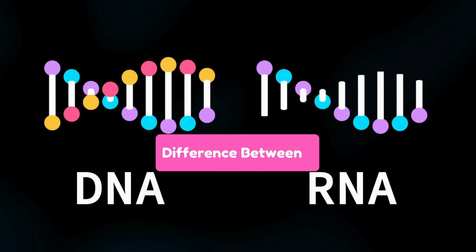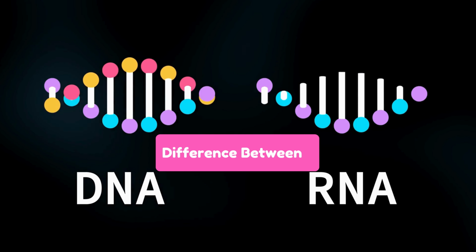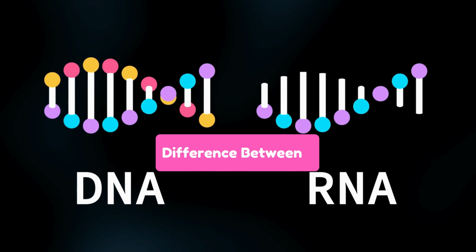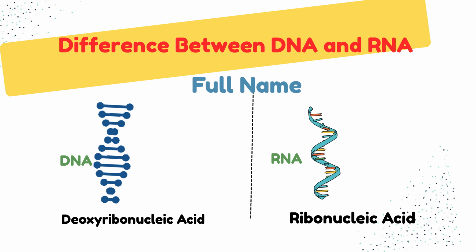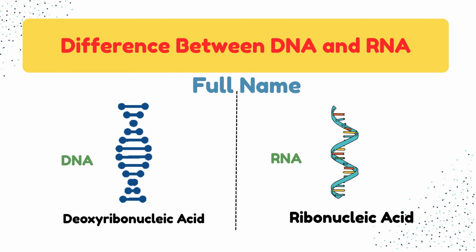and RNA. To make it super easy, we'll compare them side by side using visuals, animations, and clear examples. Let's begin. On the left, we have DNA, deoxyribonucleic acid, the master blueprint of life. On the right, RNA, ribonucleic acid, the messenger that reads DNA's instructions and helps build proteins.